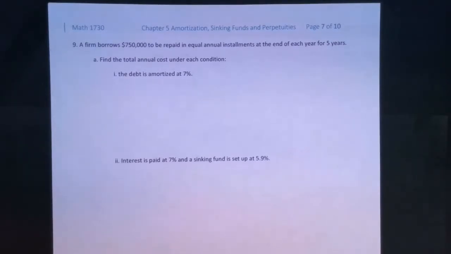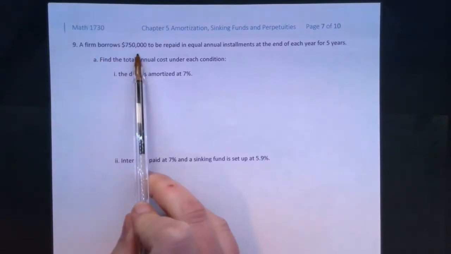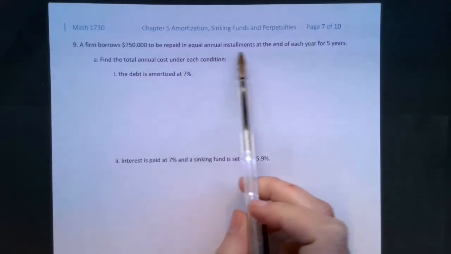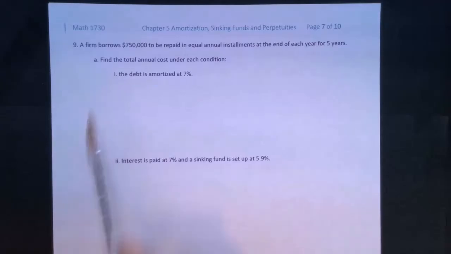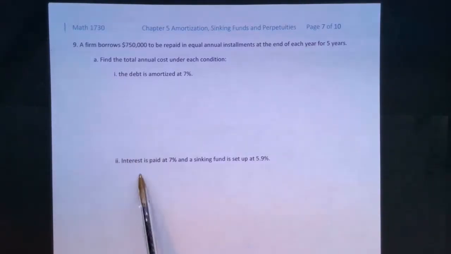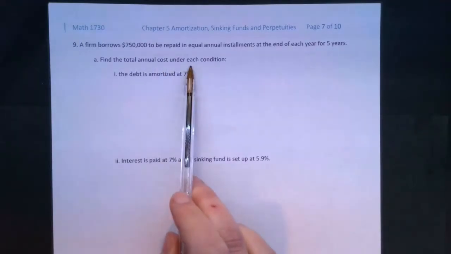But now we're looking at, again, example 9. So a firm borrows $150,000 to be repaid in equal installments at the end of each year for 5 years. So we're doing 2 parts here, and then the first part has its own 2 parts. Okay, so first we're going to find the total cost under each condition.